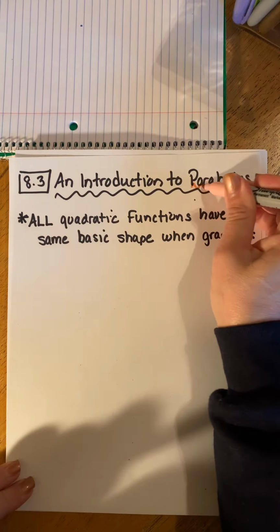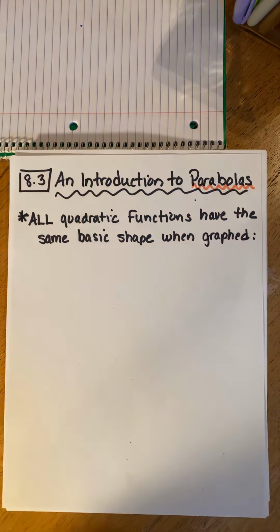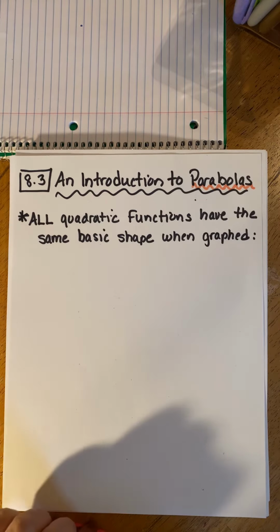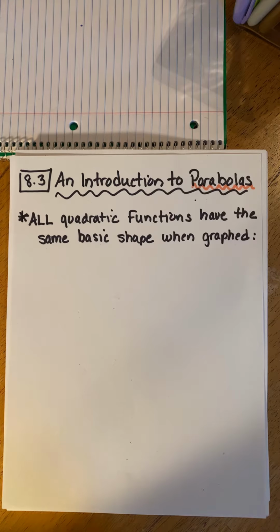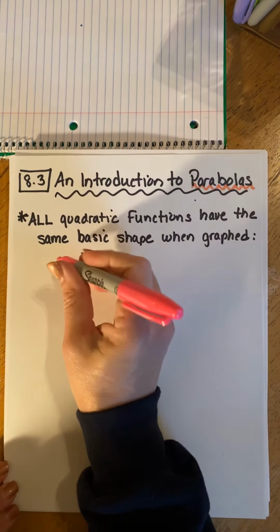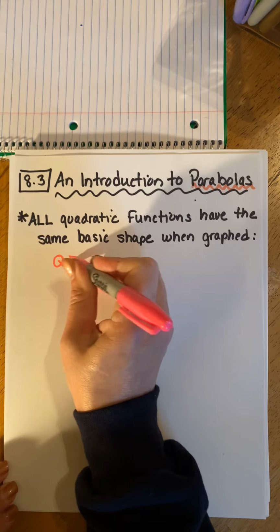A parabola is a shape that's formed when we graph quadratic equations. Now, when we graph linear equations, like y equals mx plus b for certain values of m and b, we know we always get straight lines. Anytime we graph a quadratic function, so just remember what a quadratic function is.